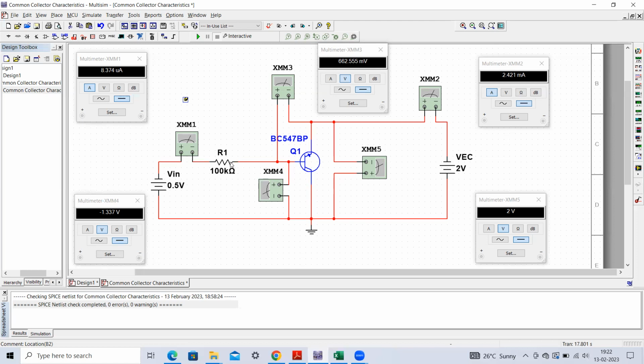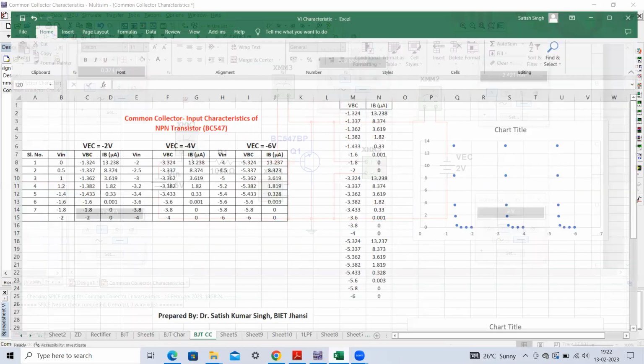So we have to observe these two quantities. We have to change this V in and observe what the base current is through this multimeter, and this multimeter reading is coming over here. This reading we have to note down, and then again we also have to note down the potential drop across the base to collector terminal. So here you can see this observation table. I have already made it.